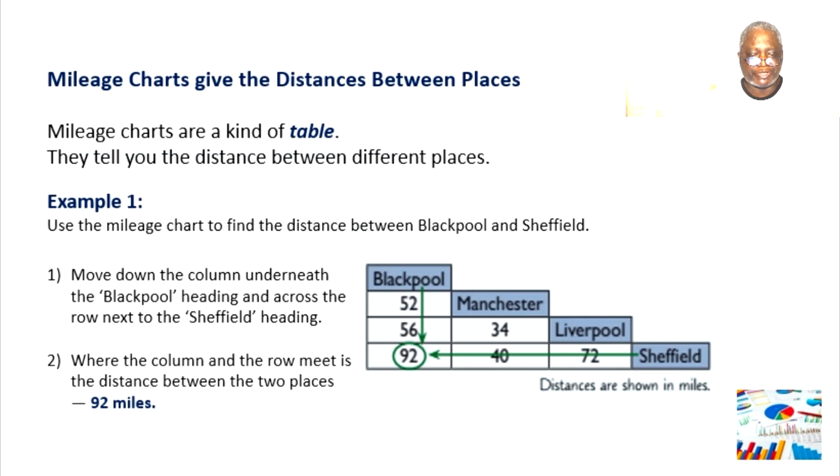Mileage charts give the distance between places. Mileage charts are a kind of table. They tell you the distance between different places, but you need to know how to read them. In the example you see here, use the mileage chart to find the distance between Blackpool and Sheffield. To do this, you need to move down the column beneath the Blackpool heading and across the row next to the Sheffield heading. Where the column and the row meet is the distance between the two places, which is 92 miles.